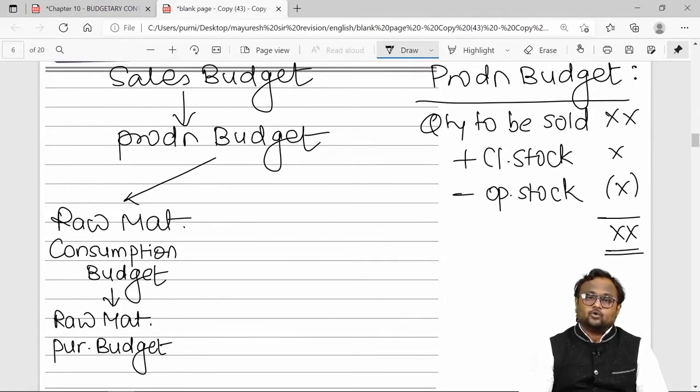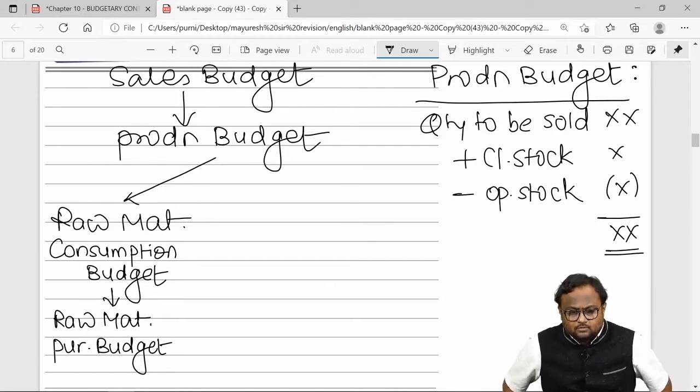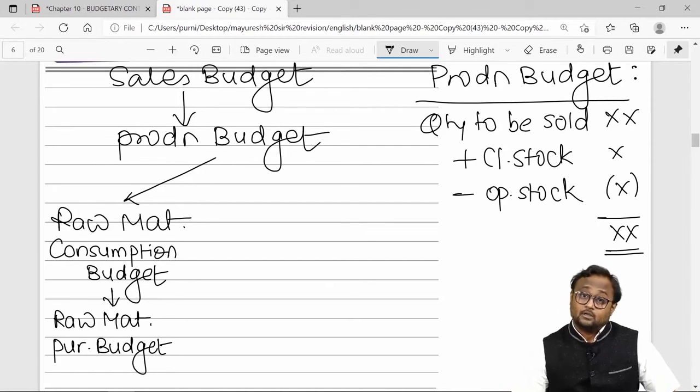Find out quantity to be sold. 50,000. Produce 50,000. No, I want stock of 15,000 after that. That means you should have 65,000 with you. Produce 65,000. No, I already have 5,000 stock with me. So you want to have 65,000 with you. You already have 5,000 with you. Okay, then produce 60,000. Yes.